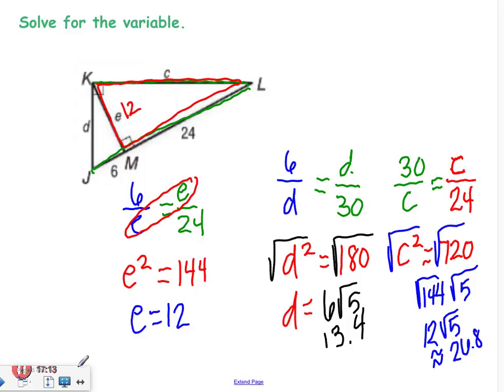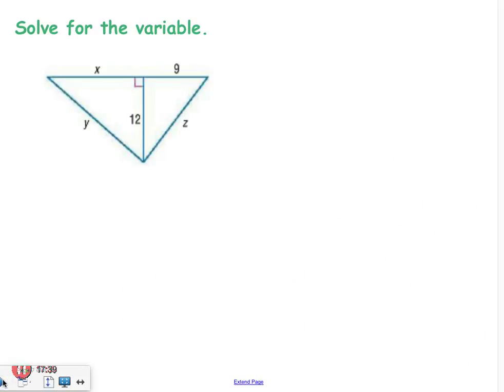Okay, see how far you get on the next one. Work with a partner and somebody by you. I think it's easiest if you start with x. Start by finding x first. And your numbers are nice on this one. They're all whole numbers. There's no funky radicals. So we should do this big triangle.